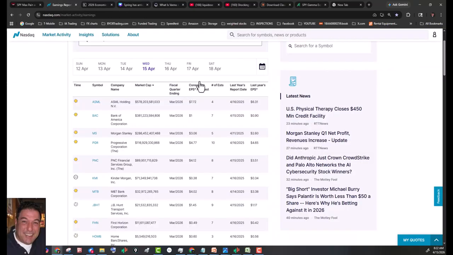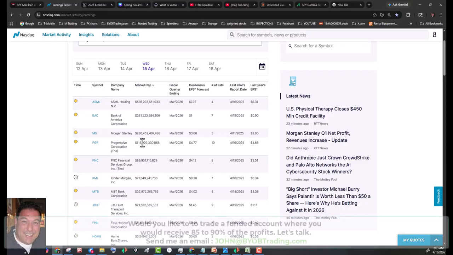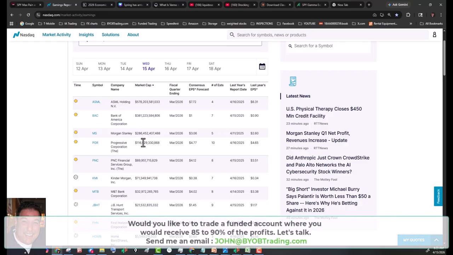On the earnings calendar, the banks have been reporting this week. Banks have been reporting pretty good, I think, from what I've seen. All right, for today, we've got ASML Holdings coming out this morning. That's half a trillion dollars there. Bank of America, $381 billion. Morgan Stanley E-Trade, $186 billion. Progressive Corporation, $116 billion. PNC Financial, $89 billion. So a whole lot of financials reporting this morning.